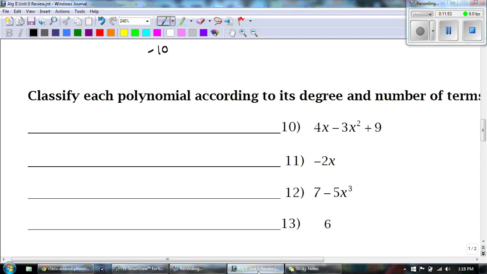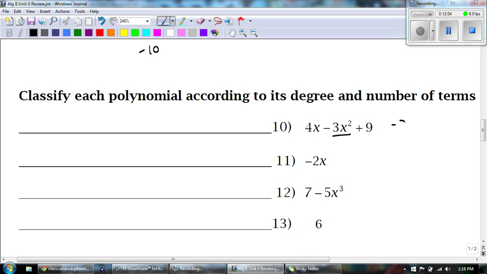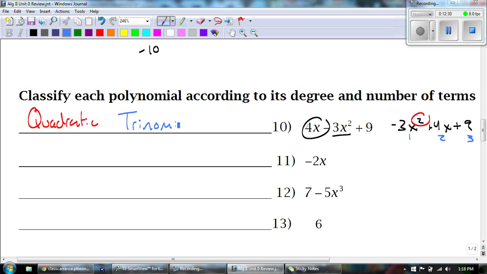So let's go ahead and take a look. Before I try to classify it, I want to make sure it's in standard form. So we've got negative 3x squared plus 4x plus 9, because then we can see if anything combines, and it doesn't. My highest exponent is 2, which means it's going to be a quadratic, and then I count the number of terms, 3, so it's a quadratic trinomial.